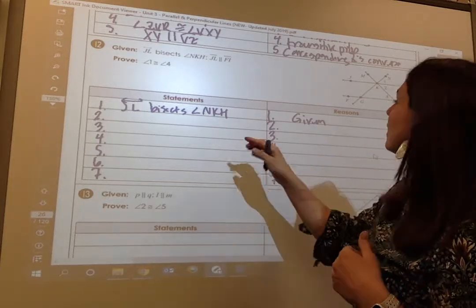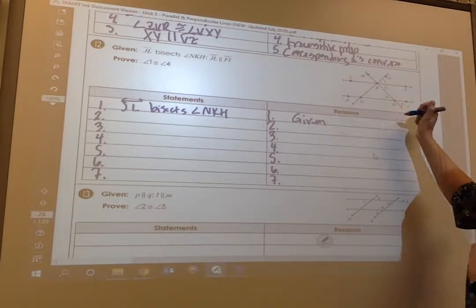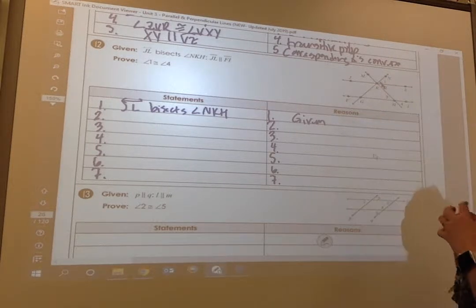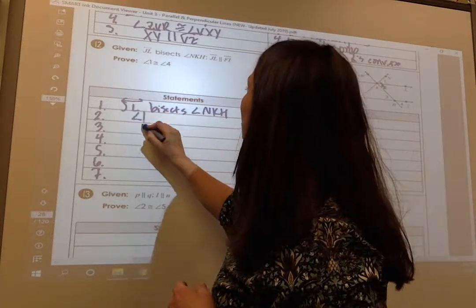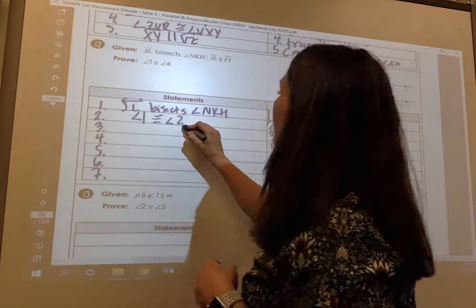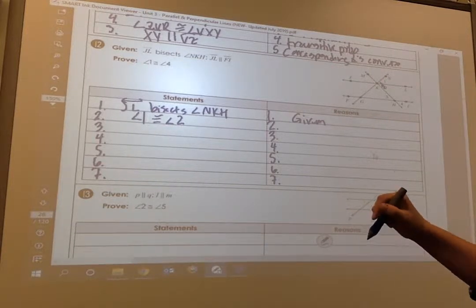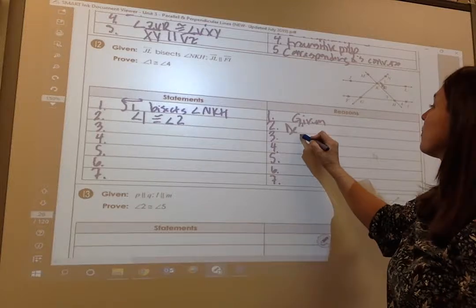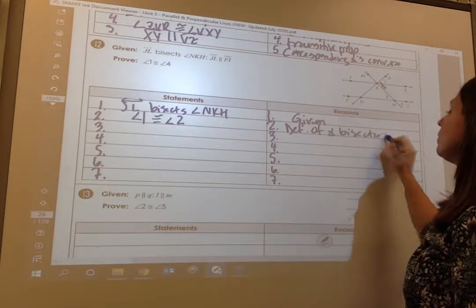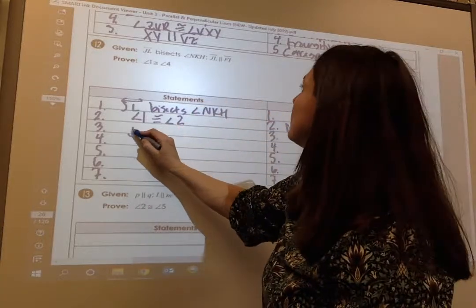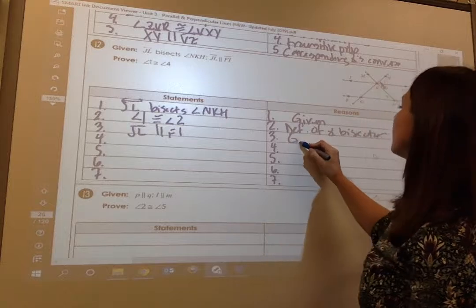What I might say is that if JL is bisecting NKH, that means that angle 1 is congruent to angle 2. And so I don't want to lose track of that. So I'm going to say that angle 1 is congruent to angle 2. And why is angle 1 congruent to angle 2? Because the definition of angle bisector. Now I can finish my statement and say JL is parallel to FI, and that's a given statement.